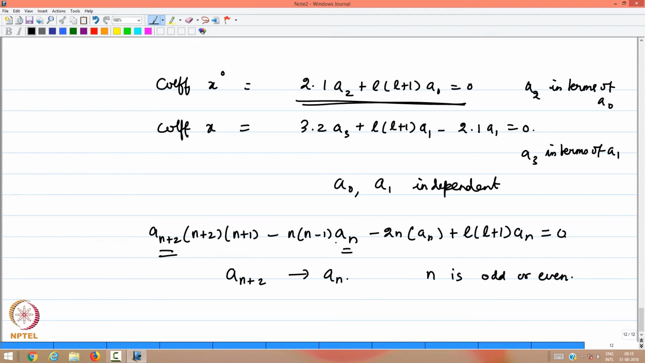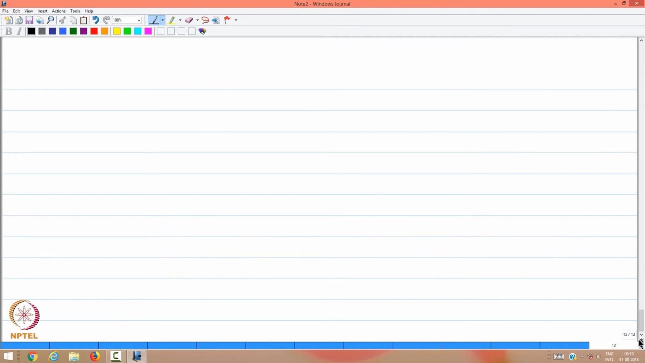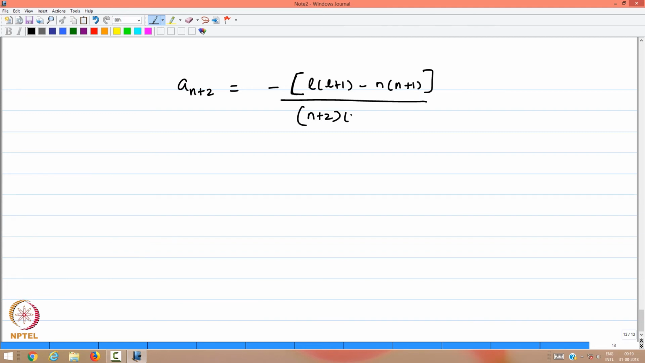So, the lowest is n is 0, the next one is A 1, except these two, everything else is in terms of those two. And the solution therefore is A n plus 2 for the coefficient is minus L into L plus 1 minus n into n plus 1 divided by n plus 2 into n plus 1 times A n. You can see immediately why in Legendre equation L was chosen to be an integer, because n is an integer.